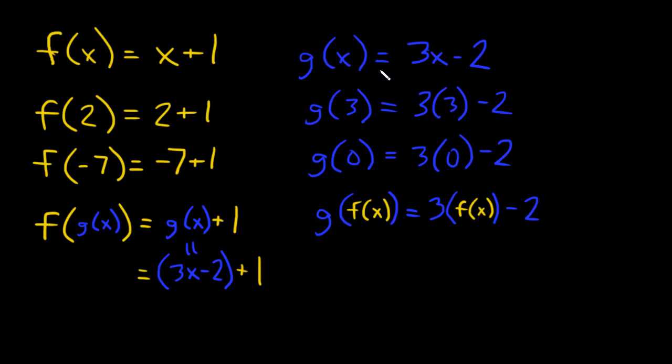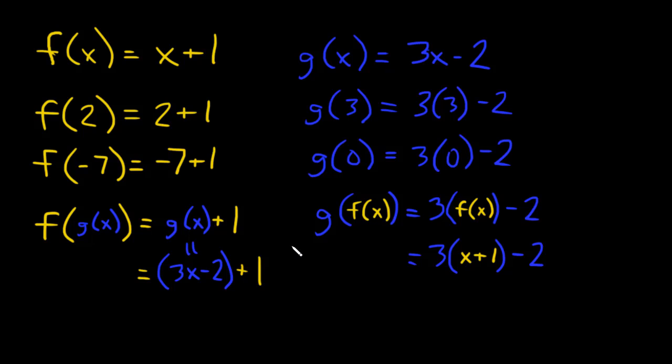g of x is 3 times x minus 2, so g of f of x is 3 times f of x minus 2. But f of x has an actual value. It's equal to x plus 1. So this is equal to 3 times x plus 1 minus 2. Okay?